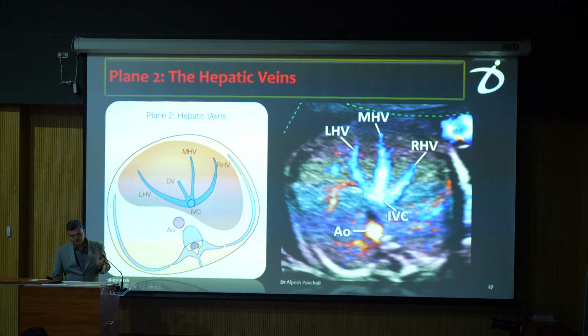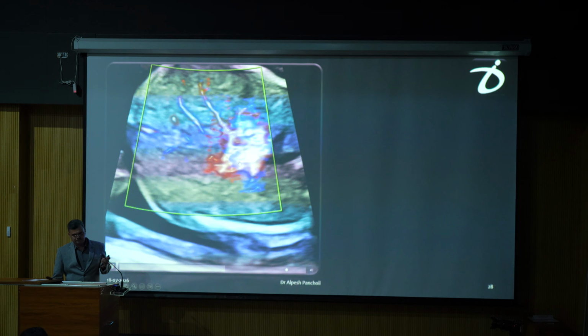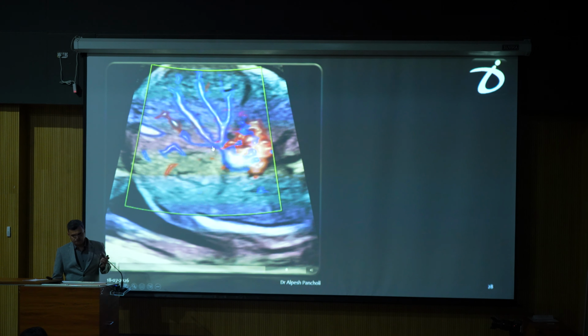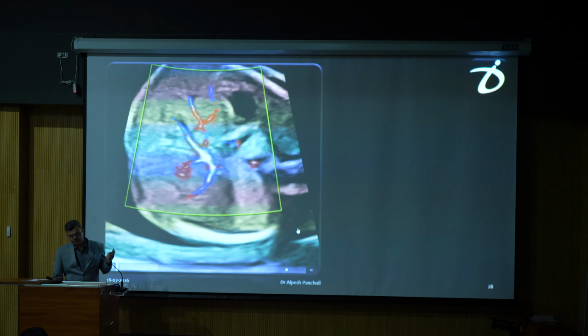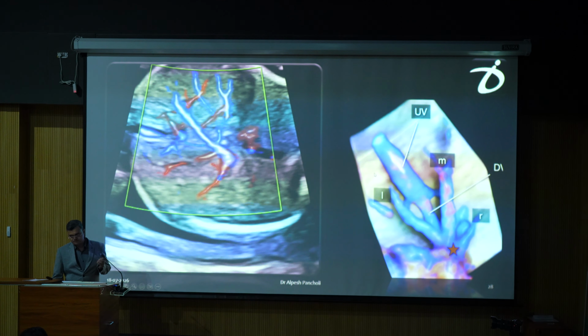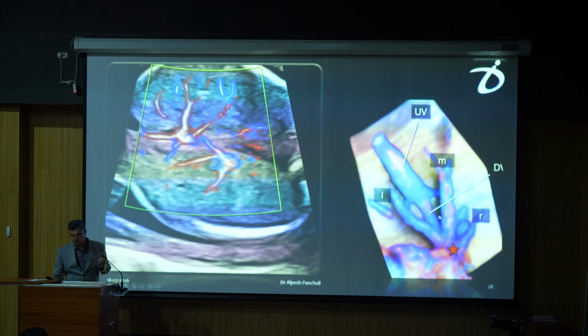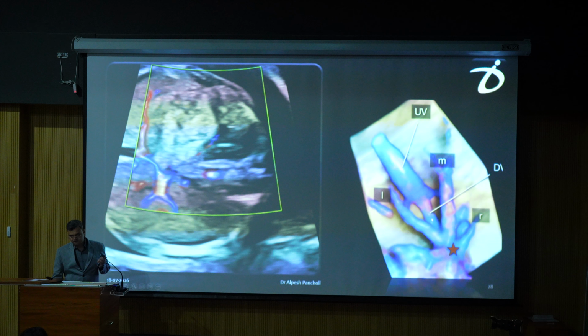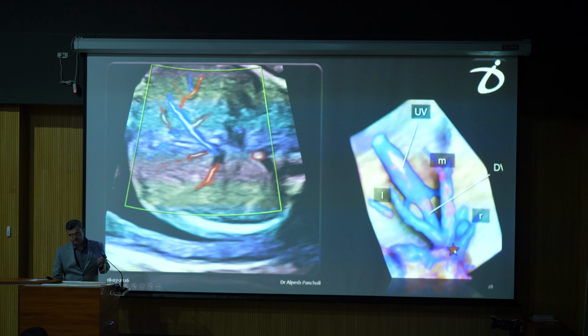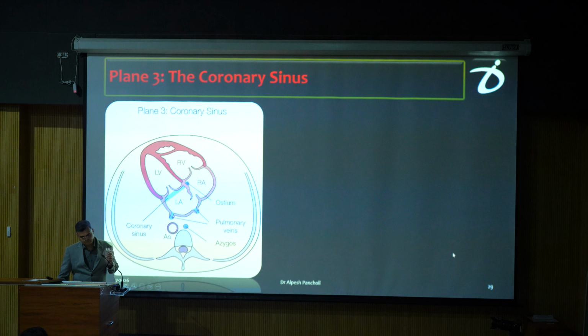Again, this is the slow flow technique. Here we can see the three hepatic veins and also the ductus venosus and IVC. They form the subdiaphragmatic vestibule. This is the STIC image showing all three hepatic veins, umbilical vein, portal vein, and this is the ductus venosus. The star is the subdiaphragmatic vestibule.